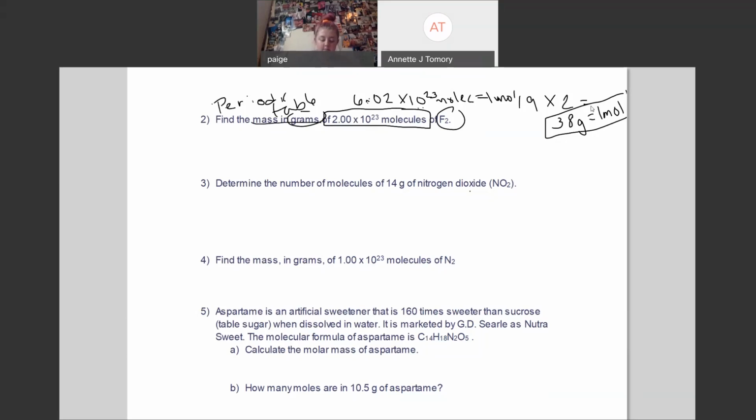All right. So, what's our starting number? What's the number that's going to go over 1? 38 grams. What's our first number that's actually in the question itself? Oh, 2.00 times 10 to the 23rd. That's right, 2.00 times 10 to the 23rd over 1. We have molecules on top. What are you going to put on the bottom of the next one? Molecules. What number goes with molecules? 6.02 times 10 to the 23rd. Very good.